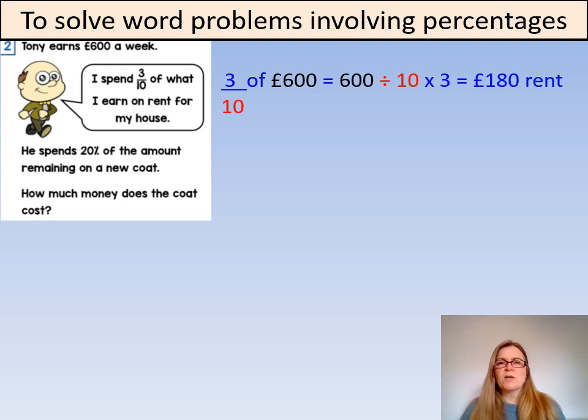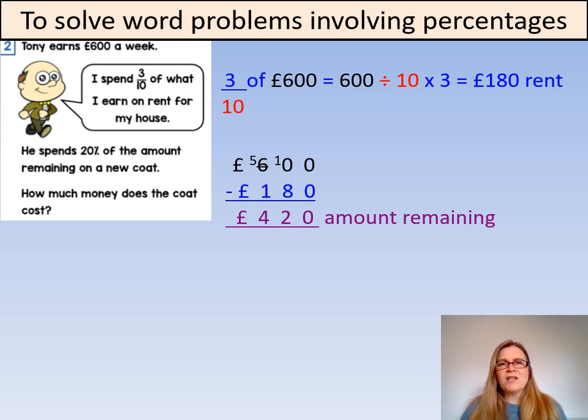First calculate how much Tony spends on rent, which is 3/10 of £600. So you need to divide by the denominator 10 and multiply by the numerator 3. 600 divided by 10 is 60, and 60 multiplied by 3 is 180. So Tony spends £180 on rent. To calculate what is remaining, you need to subtract his £180 rent from the £600 which he earns. This gives you £420 left over.